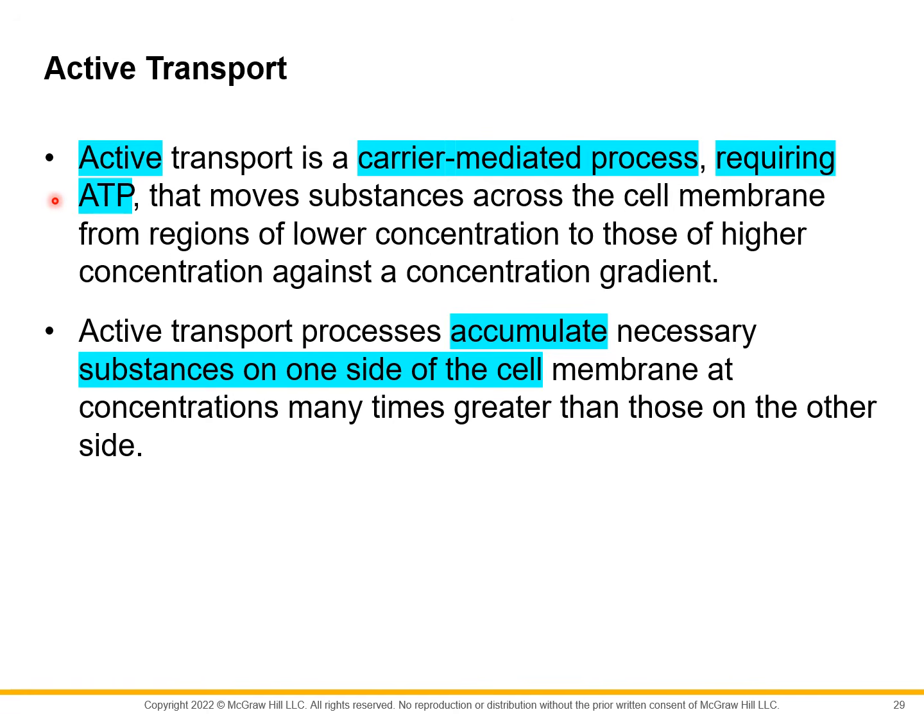Active transport processes would accumulate necessary substances on one side of the cell, and then this would create concentrations many times greater than those on the outside of the cell. So sa active transport daw po, sinasadya ng cells to accumulate, or yun nga, may mag-iipon siya ng certain substance or certain material doon lang sa looban ng cell in comparison to the amount that is present on the outside of the cell.